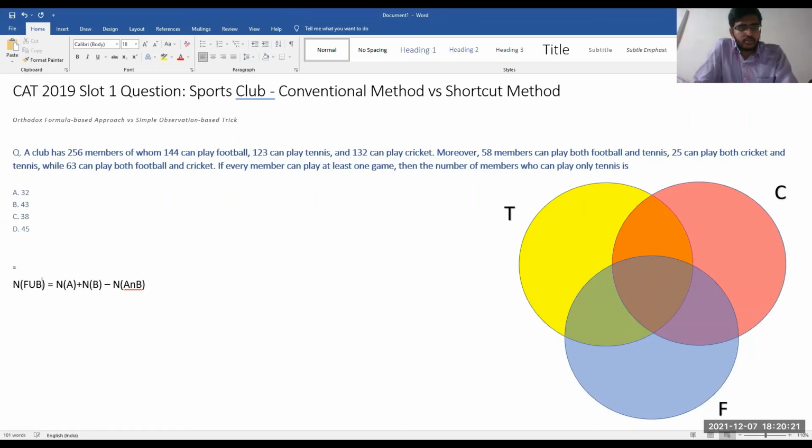Football and cricket. So the number of players who play either football or cricket is equal to the total number of players who play football plus the total number of players who play cricket minus the total number of players who play both football and cricket. So simple. Just ignore T for the timing. Just look at these two circles. Essentially, I'm trying to find, just look at C and F.